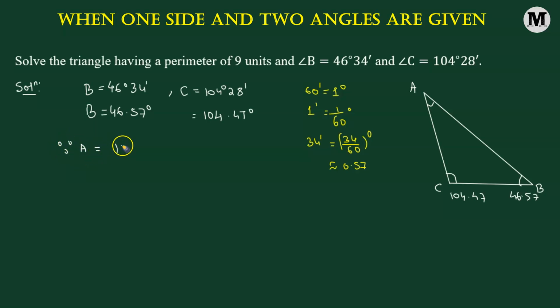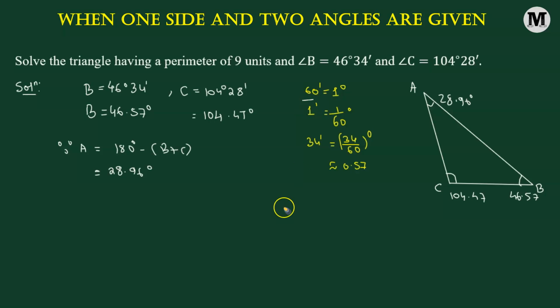Now immediately we can also find out the angle measure of A, since angle A is going to be equal to 180 degrees minus angle B plus angle C. So solving this, we're going to get angle A measure to be 28.96 degrees. So we have 28.96 degrees, and if we want, we can convert 0.96 degrees to minutes as well.